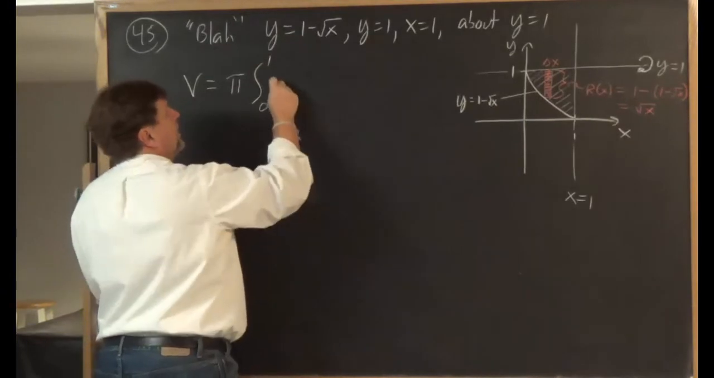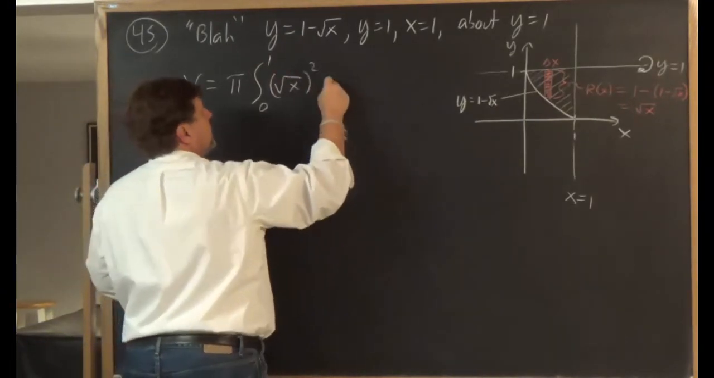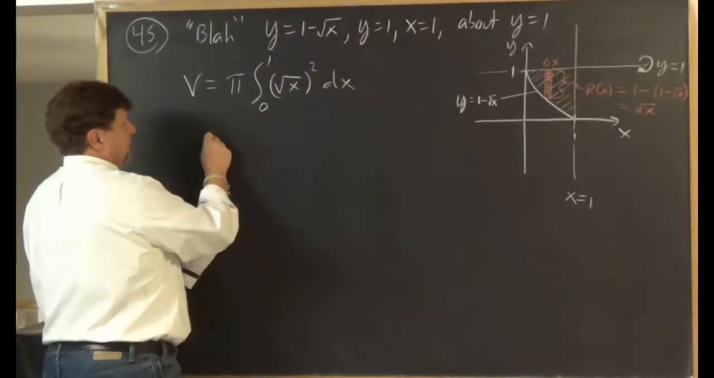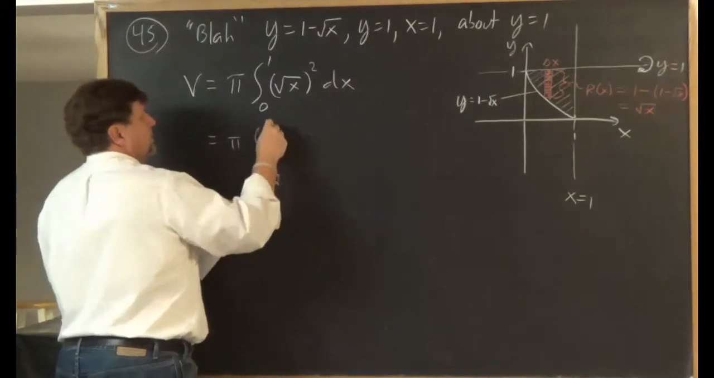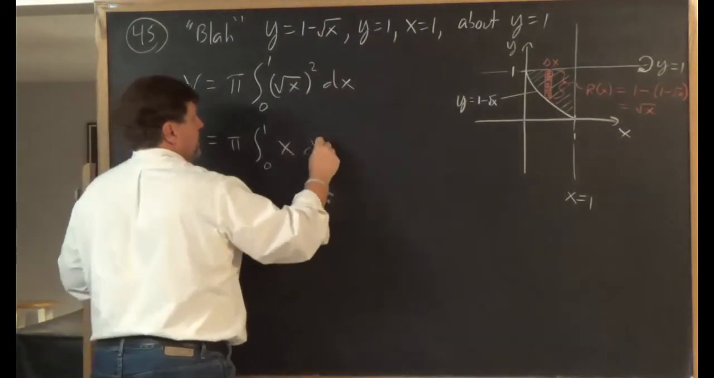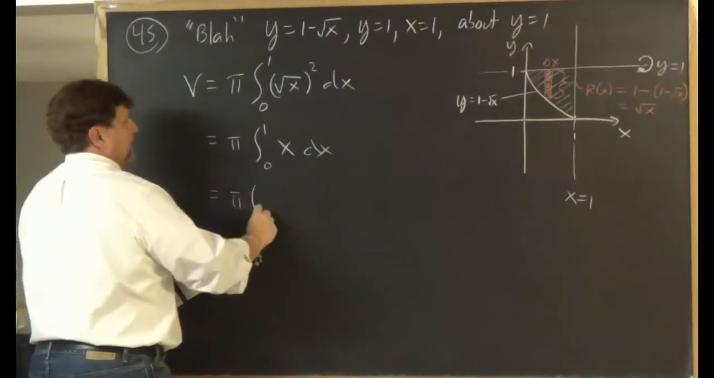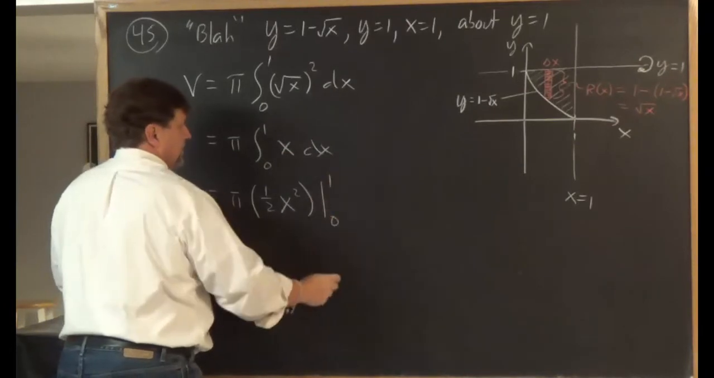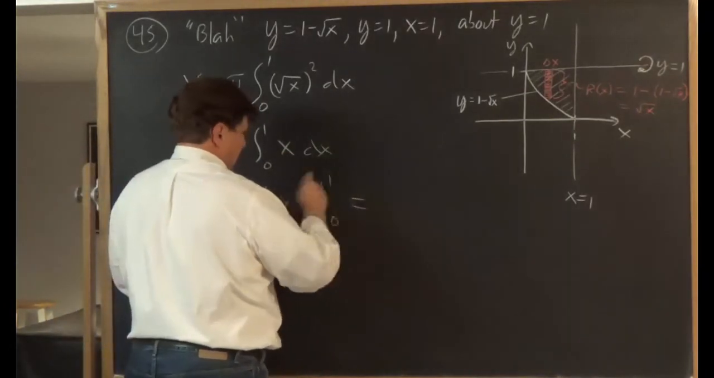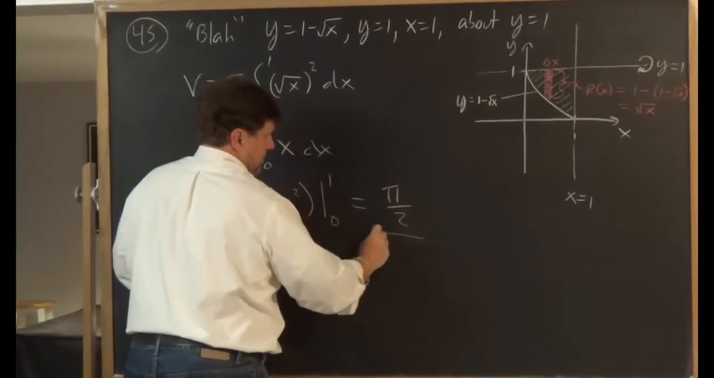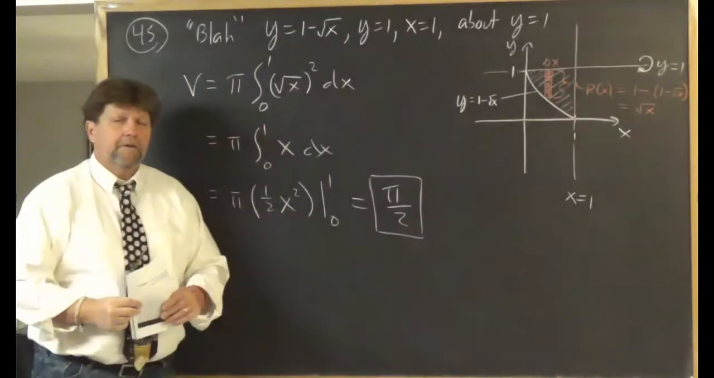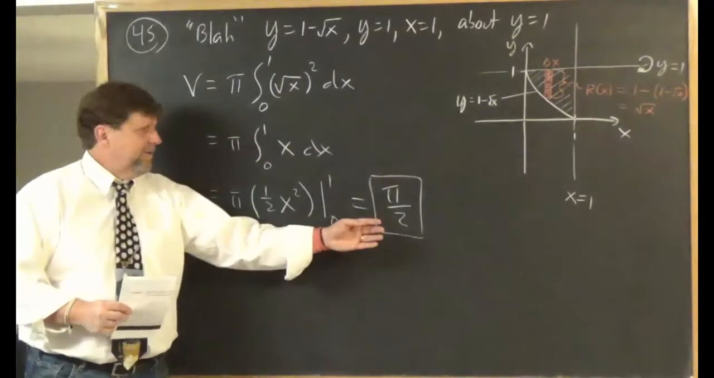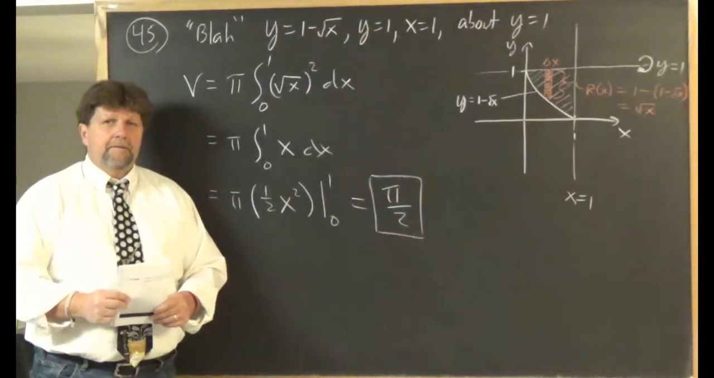R of x squared, so that's the square root of x squared. So this isn't too bad. The square root of x squared is just x. The antiderivative of x is 1/2 x squared. Evaluate that from 0 to 1, and you end up with the volume being pi over 2. I know, cubic units. The volume is pi over 2. So hopefully you remember number 45. That's what you got.